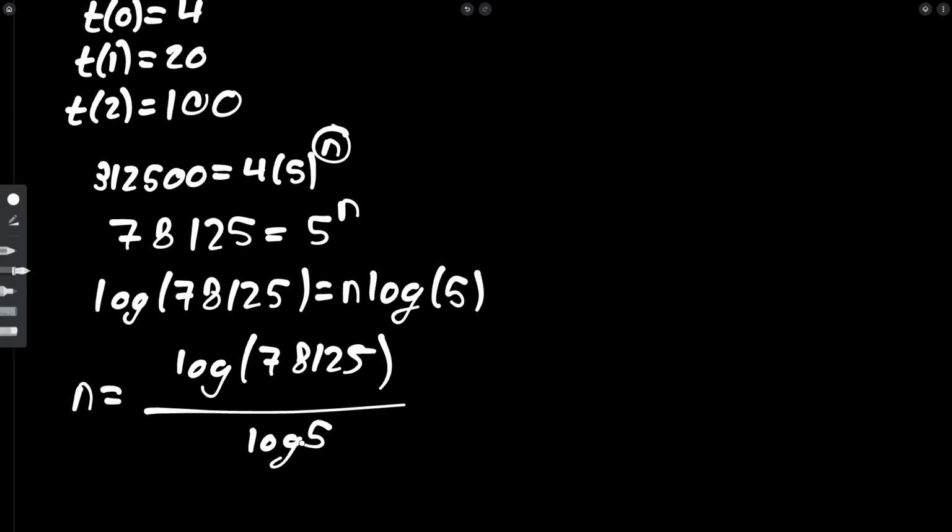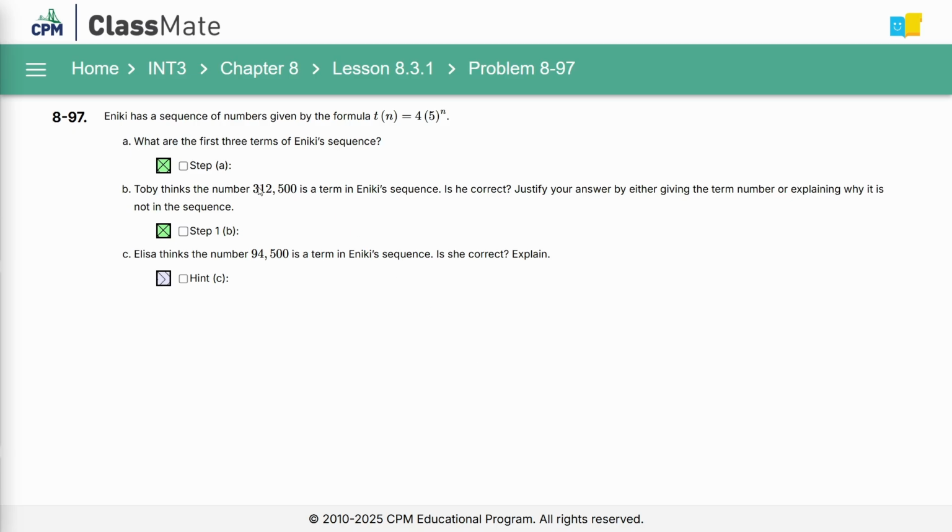Oh, I did ln. Whoopsie. Log 78,125 divided by log of 5. And would you look at that? This equals 7. So he is correct. This 7 is an integer answer. Therefore, 312,500 is in the sequence because we got an integer.